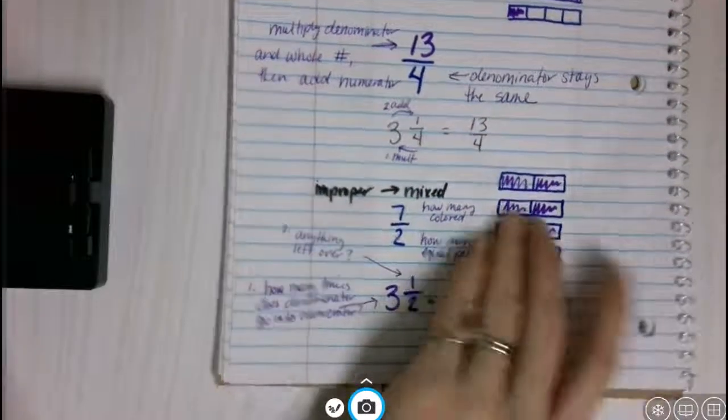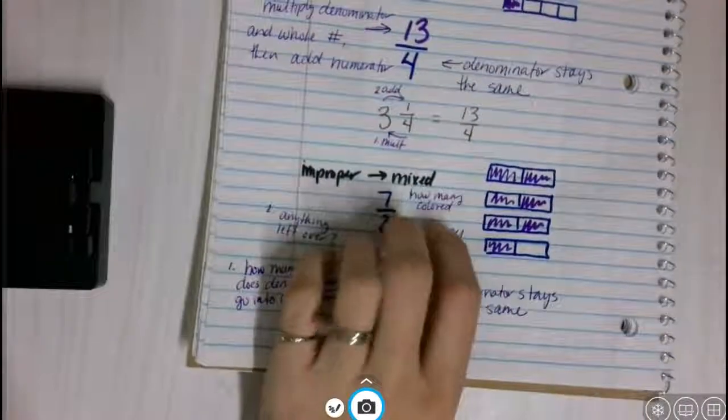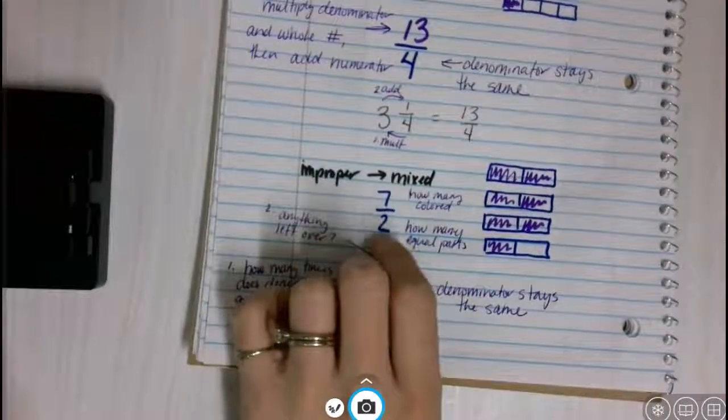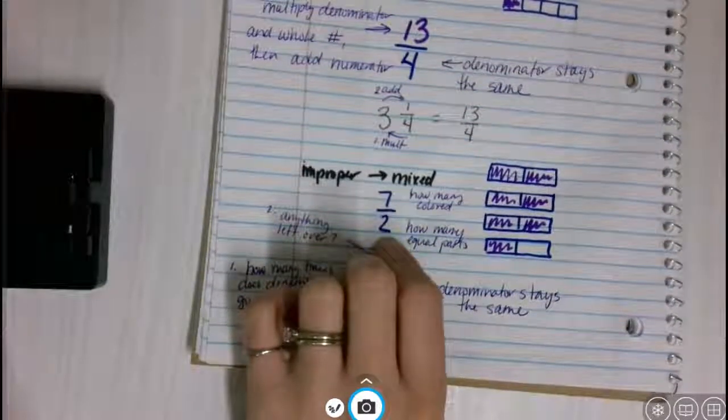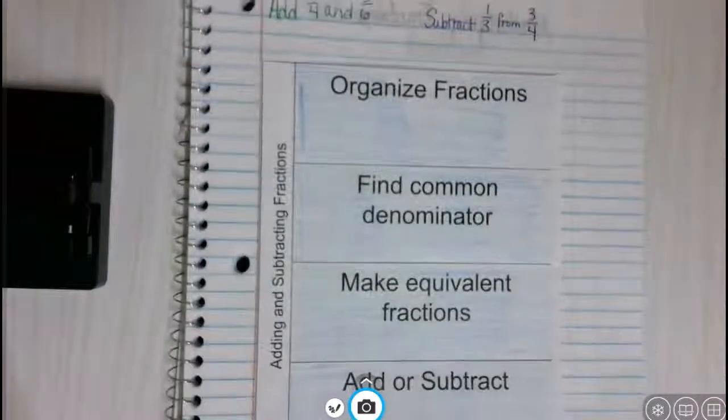Okay, so there's some converting for us, and this will come in really handy. Most of the time we're going to be looking here at improper fractions, so it's really important to know how to get there. Okay, so the next thing we're going to look at is adding and subtracting fractions.